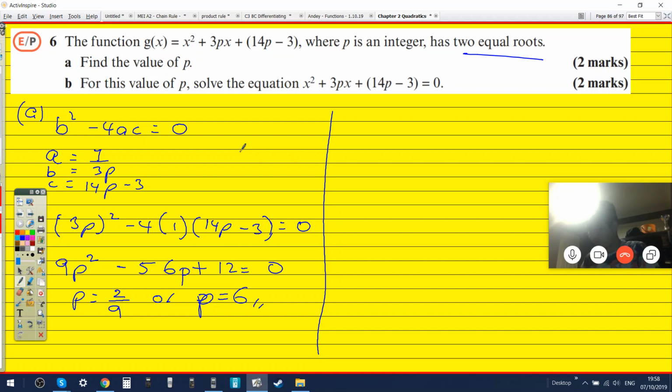So now that I know what p is, I just need to sub into that equation. Yep. So, x squared plus 3 brackets 2 over 9, and then plus 14. Oh, sorry, brackets 14, 2 over 9, minus 3 equals 0. Yeah.